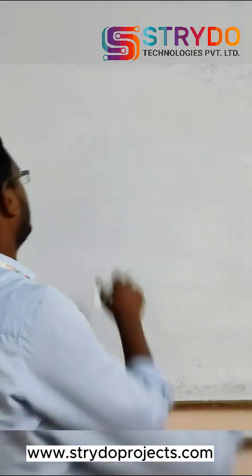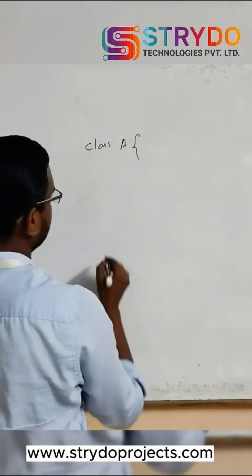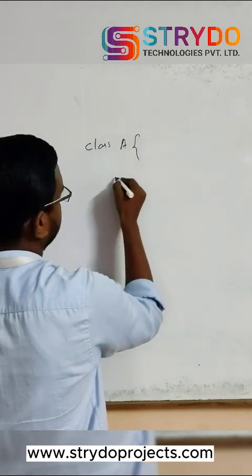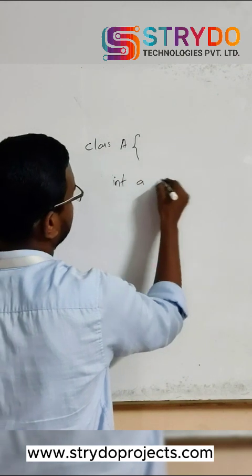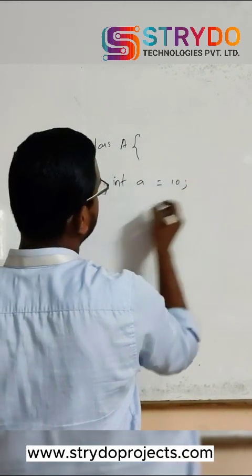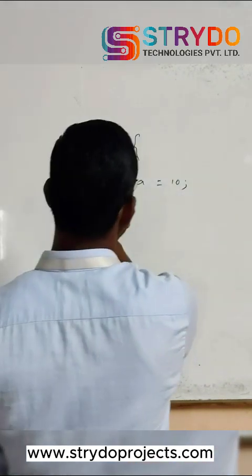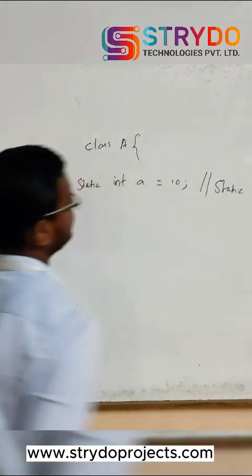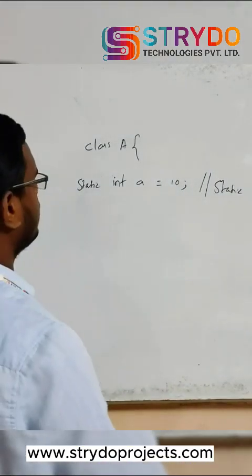So I am going to be creating one class A. In this you are going to be creating variables. First of all, you are going to be creating one variable, int a equal to 10. In that you are going to be using the static keyword. If you are using a static keyword, that comes under static variable. Once it is in the class, inside the class only, it's a static variable.